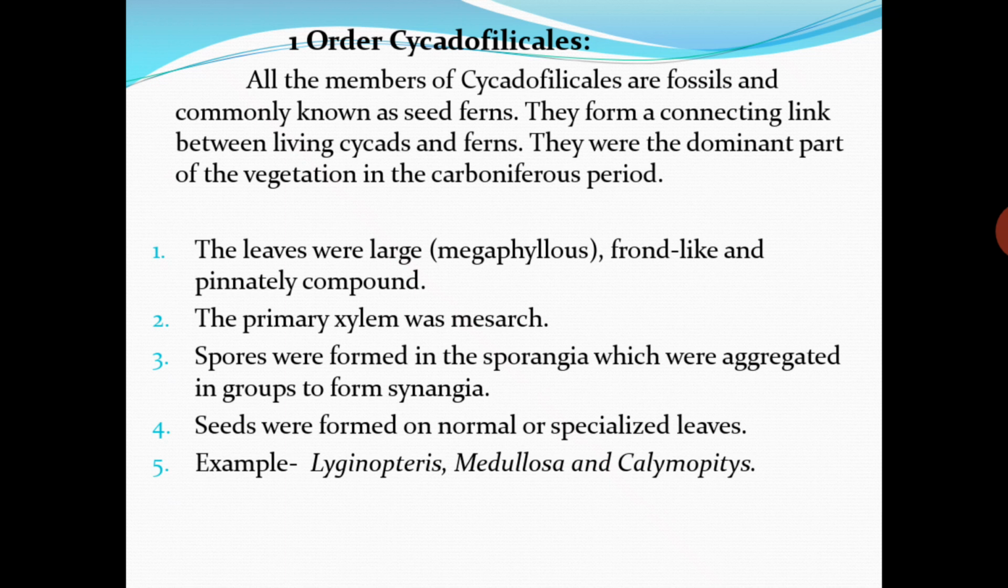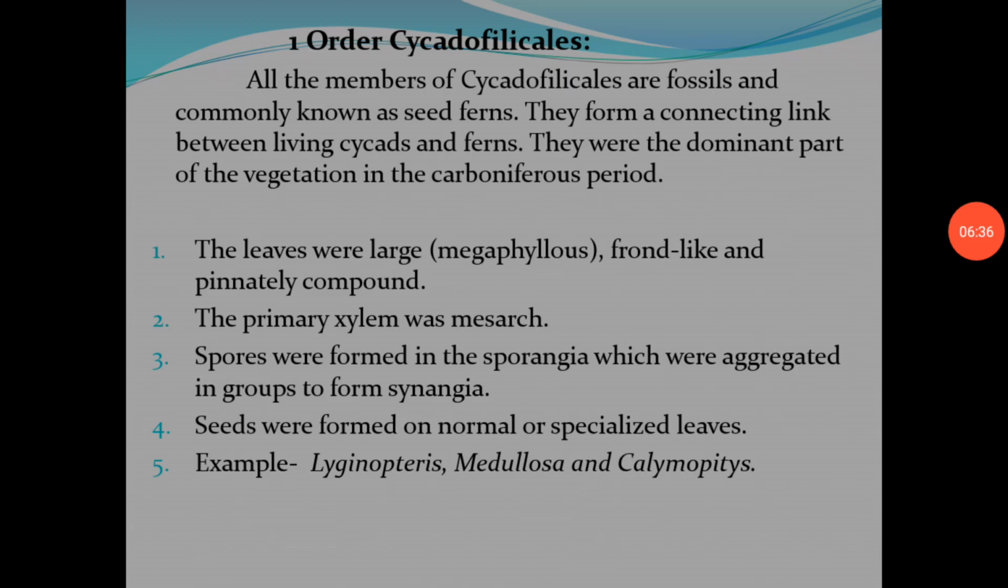The leaves were large, frond-like, and pinnately compound. The primary xylem was in mesarch condition. Spores were formed in sporangia, which were aggregated in groups to form synangia.